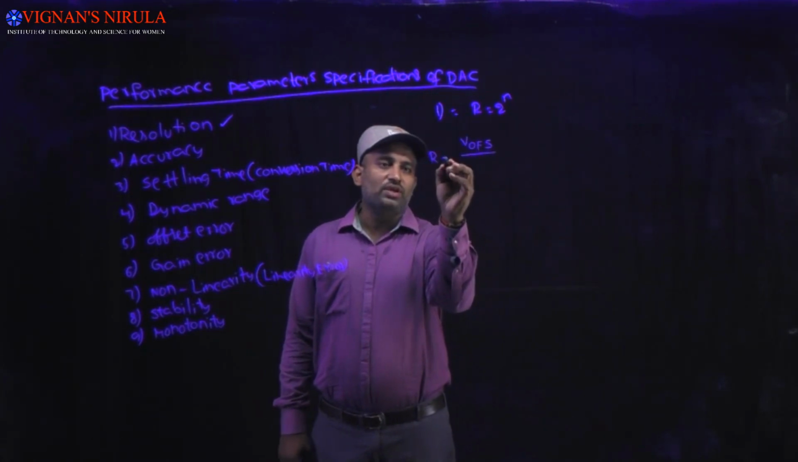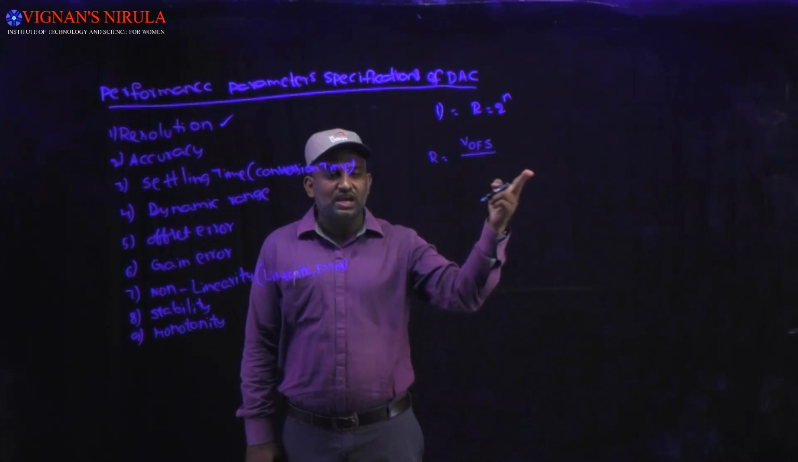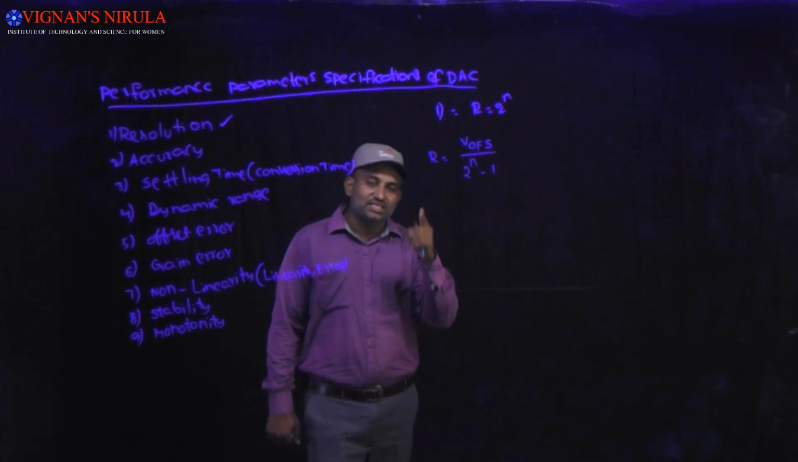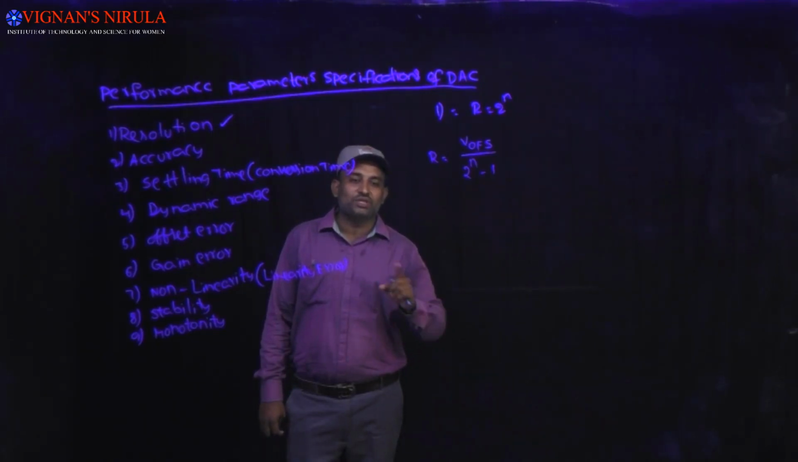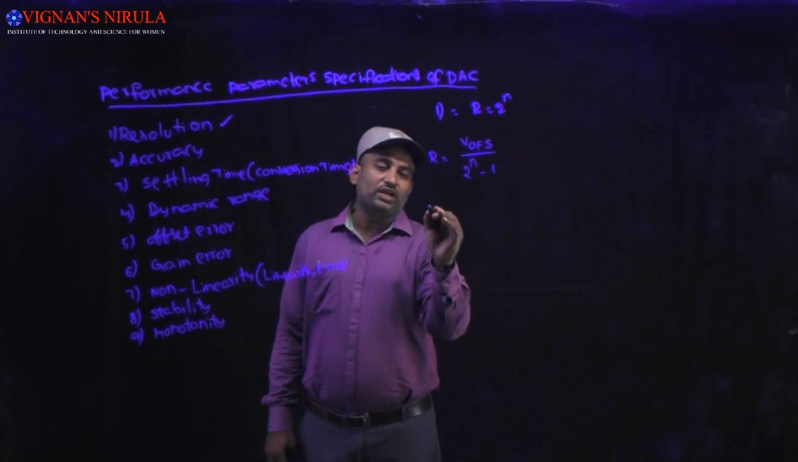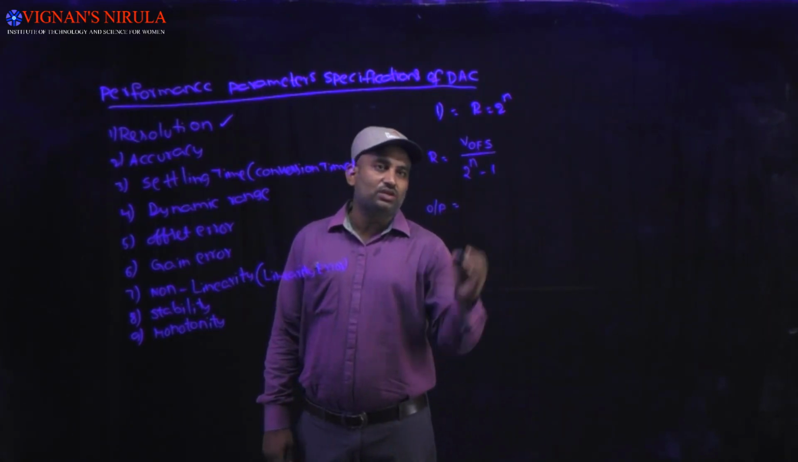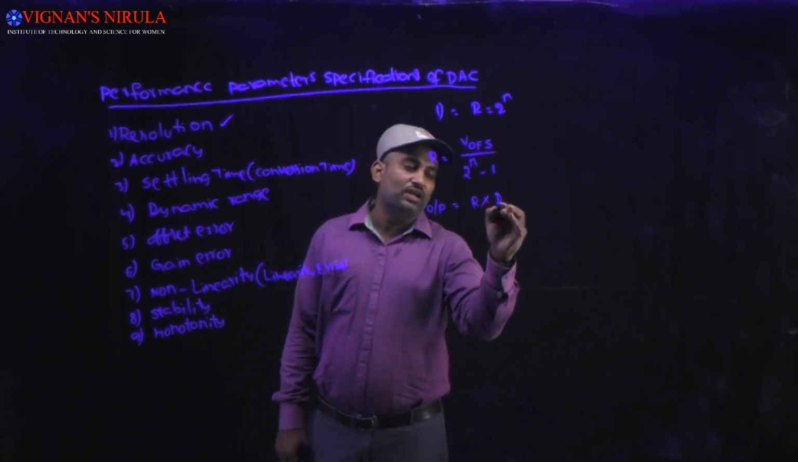So R will be equal to V0 (VOFS, the output full scale voltage) divided by 2 to the power of n minus 1. This is another way of representing the resolution. Once we know the resolution value, we can easily calculate the relation between input voltage and output voltage. So the output voltage of the DAC is equal to resolution into the decimal equivalent of the digital value.